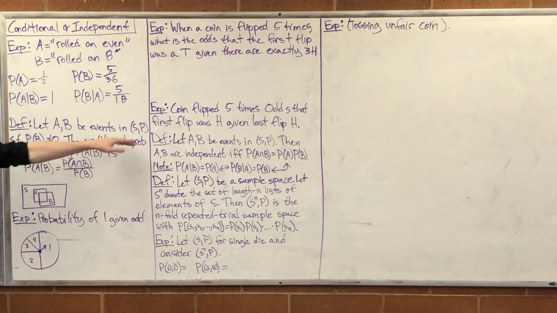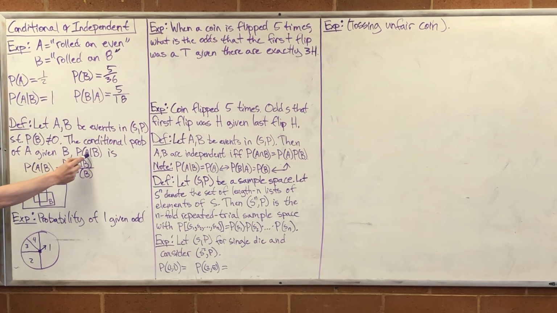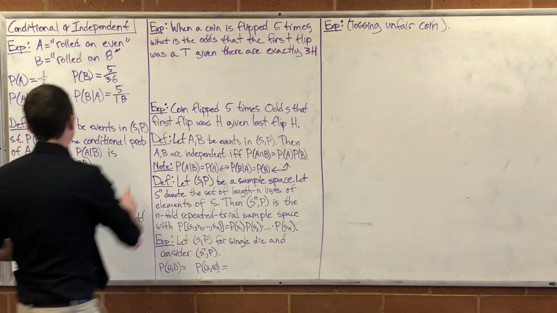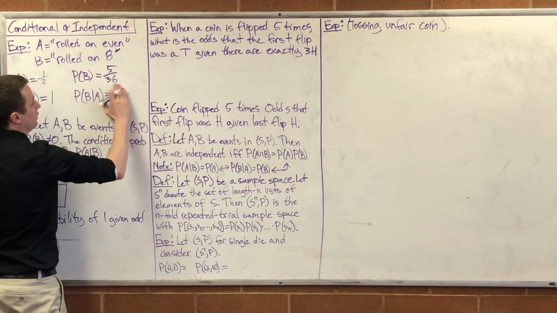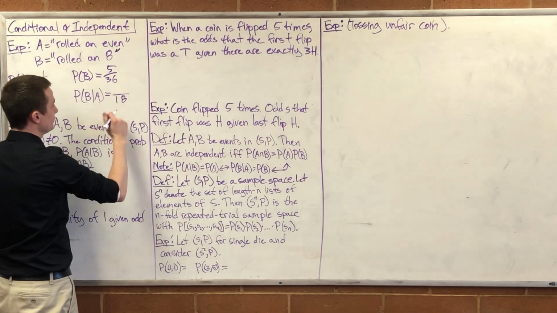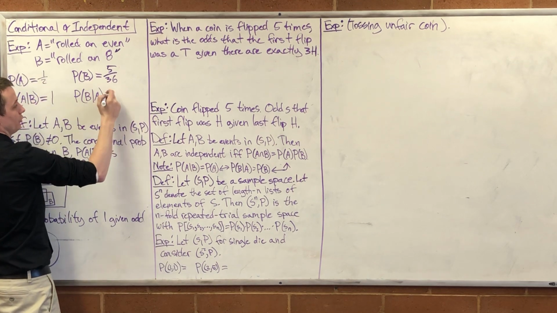Let A and B be events in S such that the probability of B is not 0. Then the conditional probability of A given B is represented this way. It's the probability of A and B divided by the probability of B. That's the probability of A given B. Now, notice what you did up here. This is B given A. Well, it's not quite what you did, but you'll see how it's the same thing.